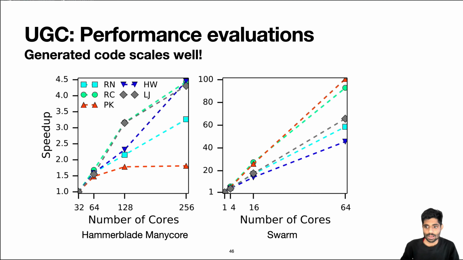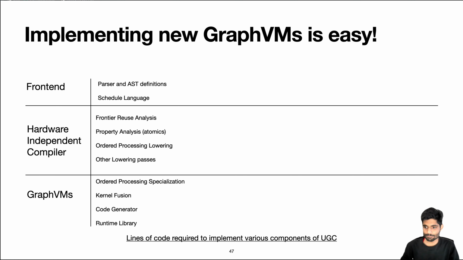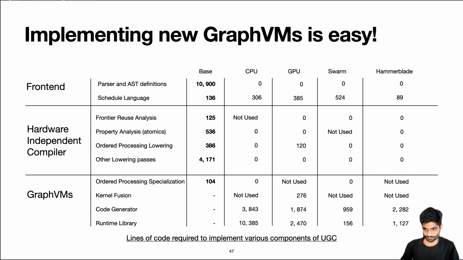Finally, we also want to provide evidence for the fact that adding more graph VMs in the future would require a very reasonable amount of effort. We count the number of lines of code required to implement various parts of the hardware-independent compiler in the 4 graph VMs. The numbers in bold are the lines of code used by at least 2 graph VMs. Leaving aside the code generator and the runtime library, we can see that we are able to reuse at least 90% of the code base for more than 1 graph VM.